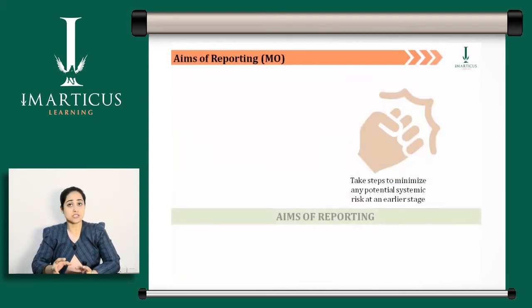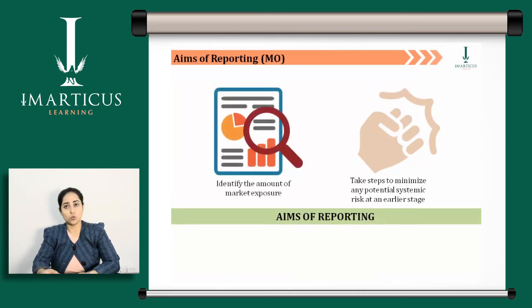The reporting process aims to identify the amount of exposure that participants in the market hold and take appropriate steps in order to minimize any potential systemic risk at an earlier stage. In addition, any other information such as beneficial owner of the trades, correction on the economics reported earlier, etc. should be published to the regulator.